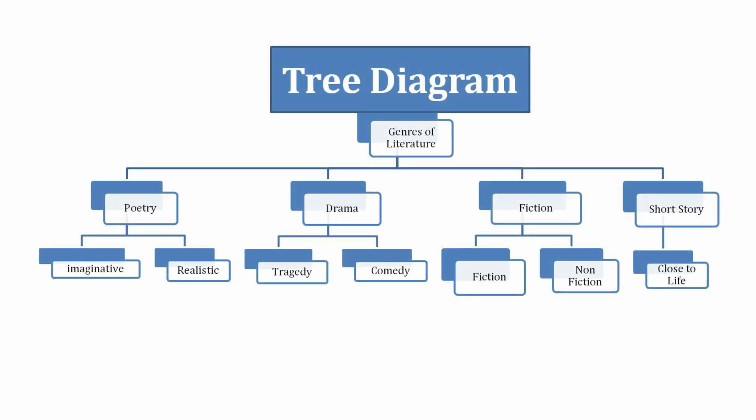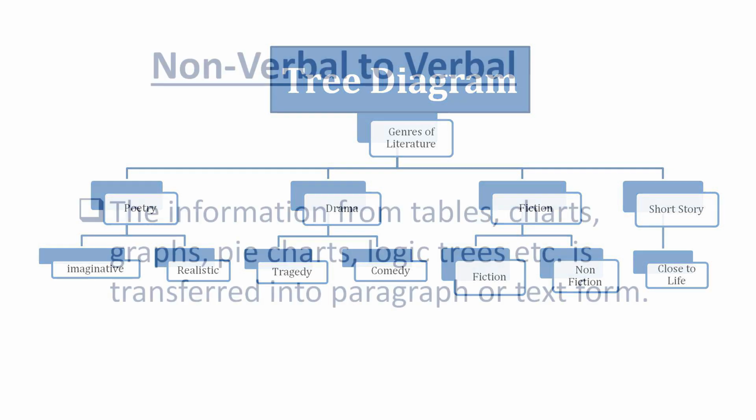Look at this, the subtypes of poetry, drama, fiction, and short story. If you look carefully at this diagram, you'll find genres of literature, that is poetry, drama, fiction, and short story. Poetry is divided into two types, imaginative and realistic. There are two types of drama, tragedy and comedy. Same about fiction: fiction, non-fiction. There are other subtypes of fiction, and a short story, which is close to life.